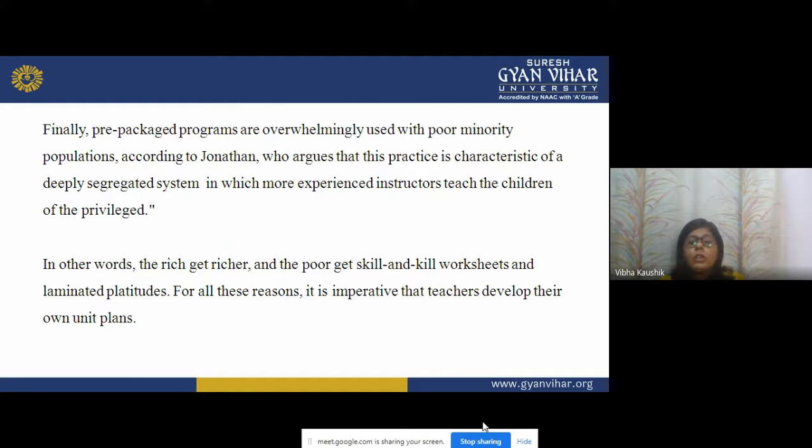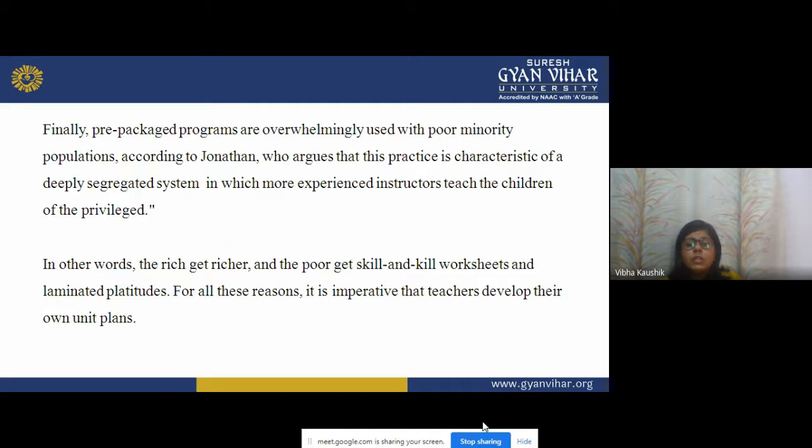According to Johnson, who argued that this practice is characteristic of a deeply segregated system in which more experienced instructors teach the children of the privileged. What they are saying is that the experienced teachers, those who have the skill or knowledge of that particular subject, those who are the experts, are teaching the children of the privileged. In other words, the rich get richer, and the poor get skill and drill worksheets and laminated pages, and the poor people who are not able to get that will be suffering.